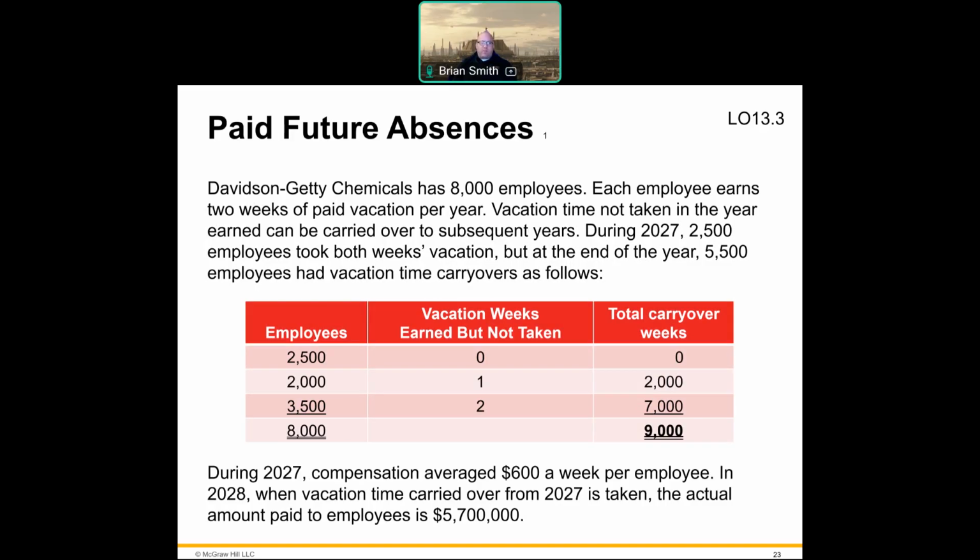During 2027, compensation averaged $600 per week. You would never do this based on an average. I mean, you would use real numbers. In 2028, when vacation time carried over from 2027 is taken, the actual amount paid to the employees is $5,700,000. Okay. So, chunk of change. Let's look and see how we're going to do this.